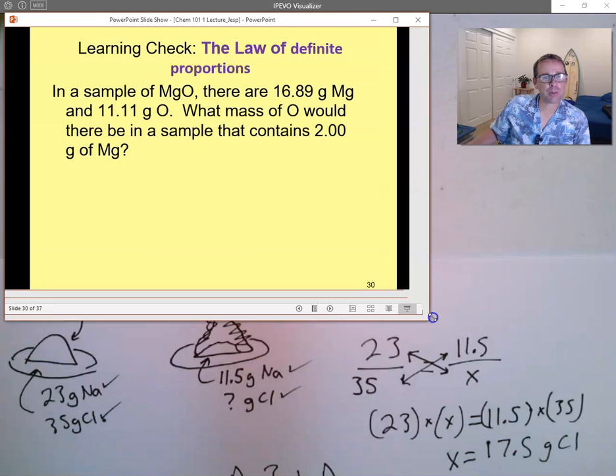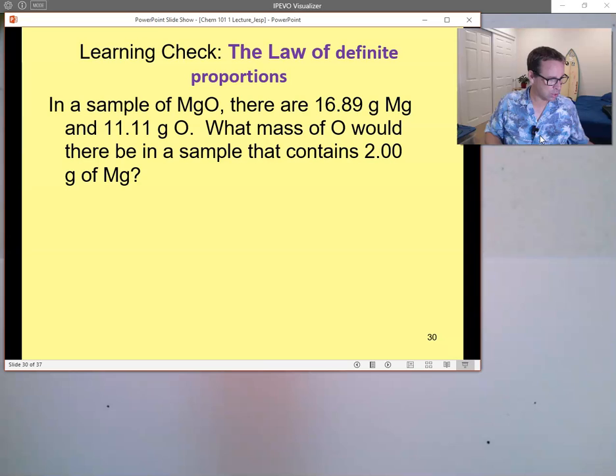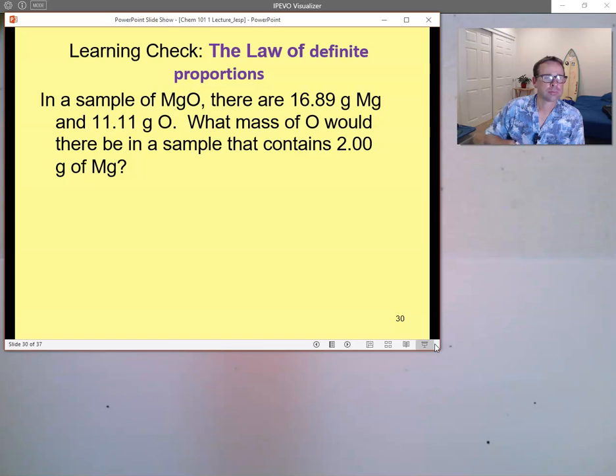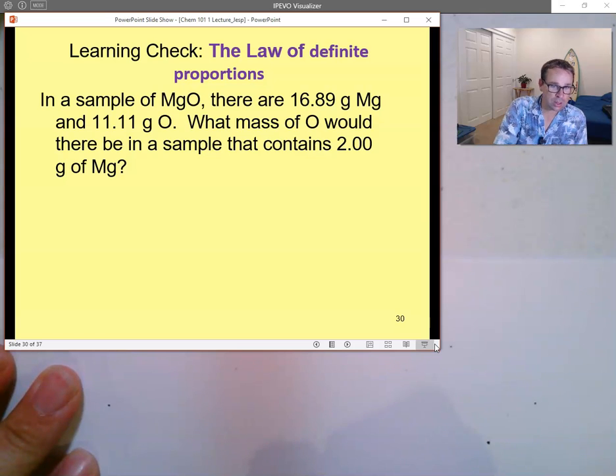Okay, now here's another problem for us to work on. A sample of magnesium oxide has 16.89 grams of magnesium and 11 grams of oxygen. What mass of oxygen would there be in a smaller sample that contains only 2 grams of magnesium? How would we set this one up? 2 over x. Okay, good.